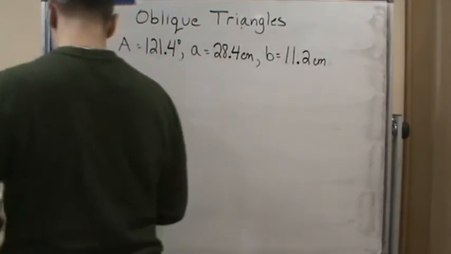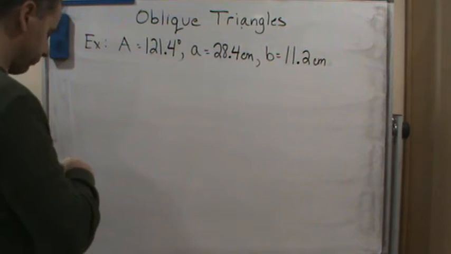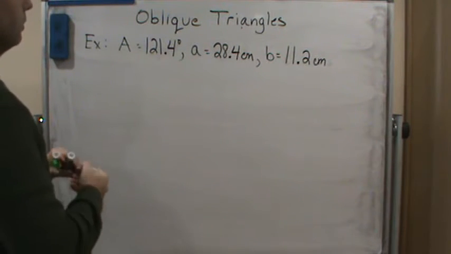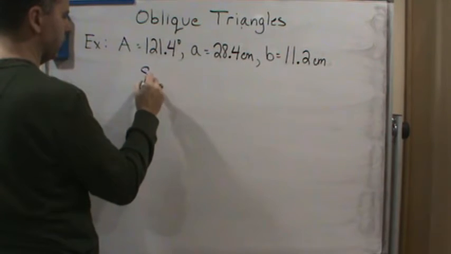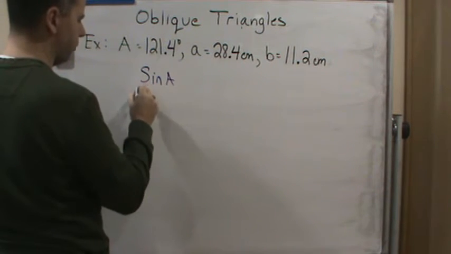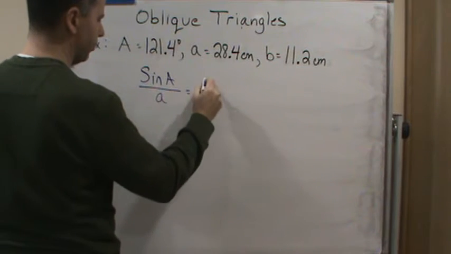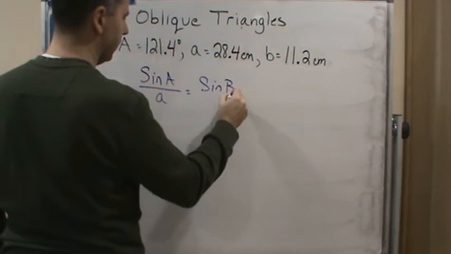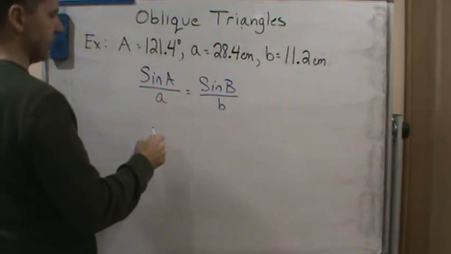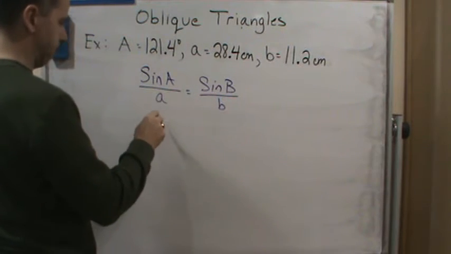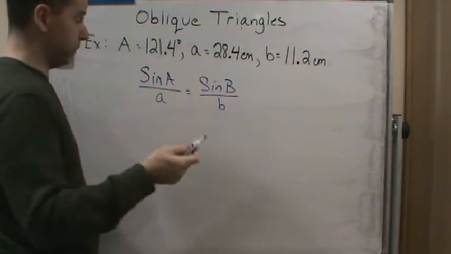So let's solve for it. Okay, so now let's set up our law of sines. So we're going to do sine A over A equals sine B over B. And so now I'm just going to plug in the things I know and solve for sine B, and then solve for the angle B.